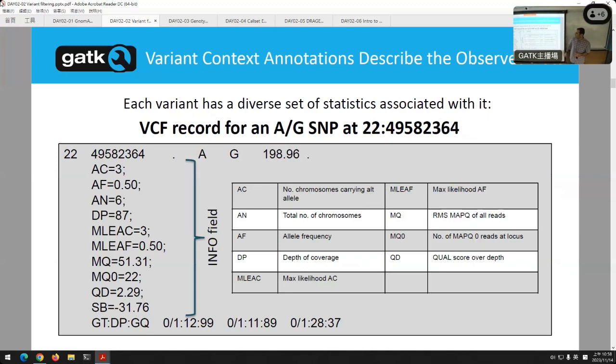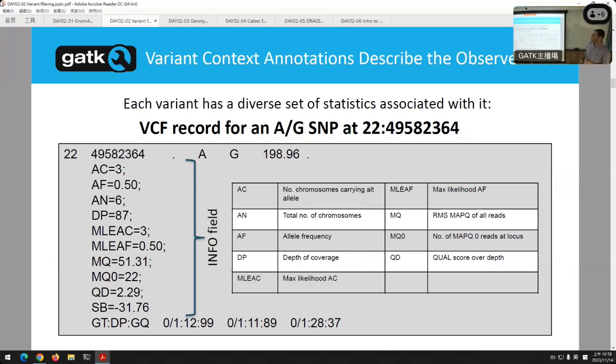MQ is the average mapping quality. Now, the mapping quality, I don't know if we mentioned this with alignment yesterday, is the confidence that each read was aligned well. And the maximum usually is Q60. BWA doesn't create anything larger than Q60. So the average mapping quality here was over Q51. That's very high. So that's a good site.